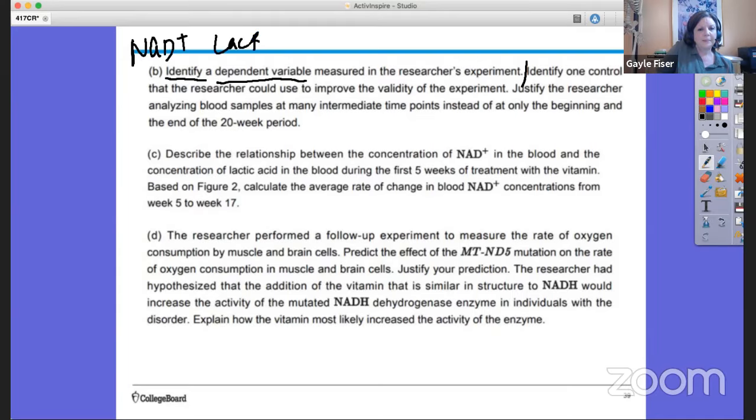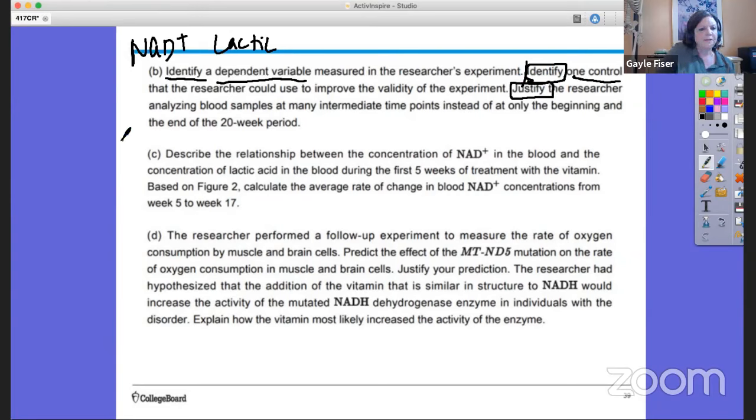and lactic. Okay. Here we have another identify: identify one control that the researcher could use to improve the validity of the experiment. Justify the researcher analyzing blood samples at many intermediate time points instead of only at the beginning and the end of the 20 weeks. So we have 2 things to do. We've got to identify a control, and then we've got to justify.